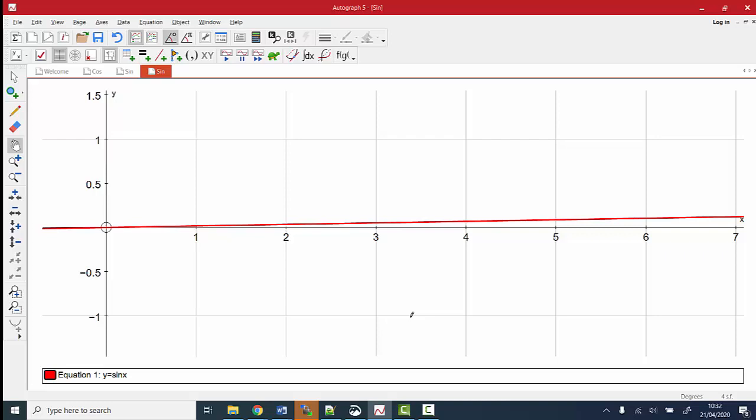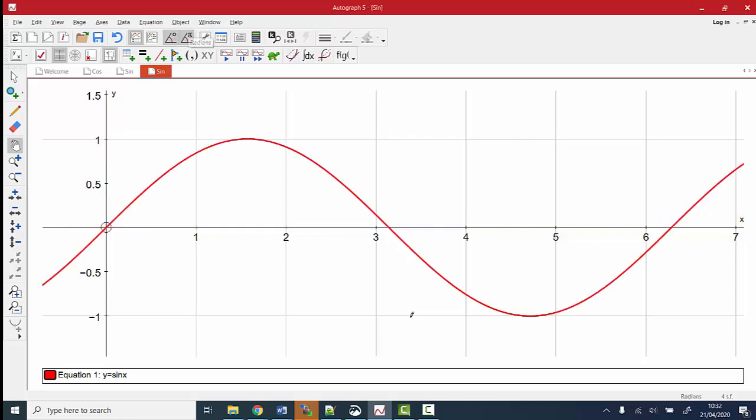That's where radians comes along and does a much better job, because if I switch to radians, then the gradient works out a lot better. I can see that when x equals 0, for every unit I go across, I go up 1. Looks to me that the gradient there is 1.